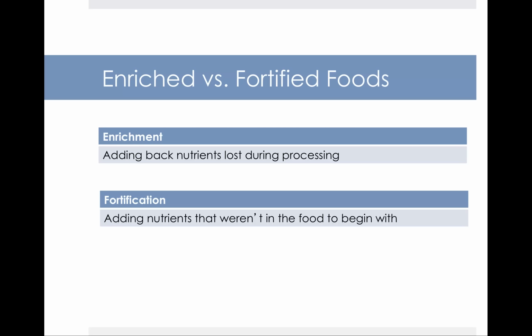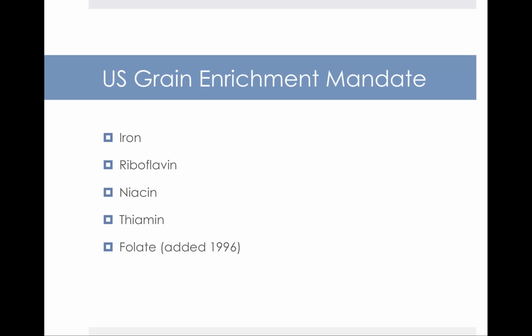Fortified is adding nutrients that weren't in the food to begin with. Okay, so fortified is a little bit different than enriched. And a good example of a fortified food would be an orange juice with calcium added. Okay, calcium never existed naturally in orange juice. It wasn't lost during processing. It was never there to begin with. But if you see an orange juice that has calcium in it, that's a fortified food, adding in the calcium that wasn't originally in the food to begin with.